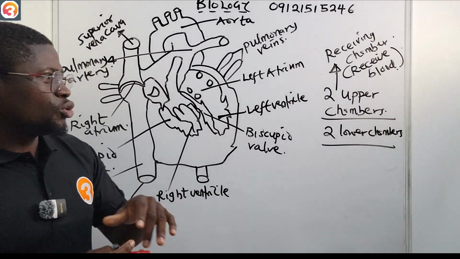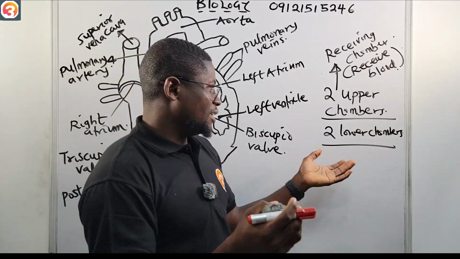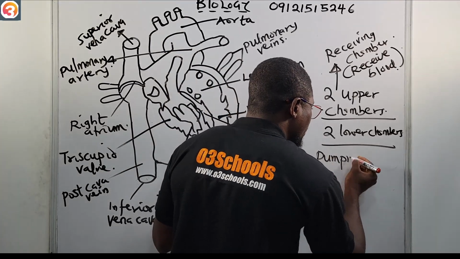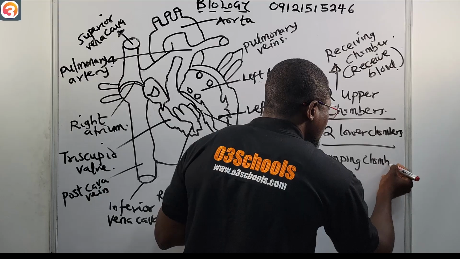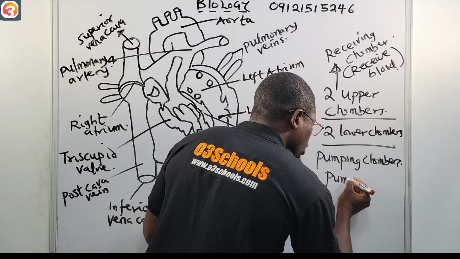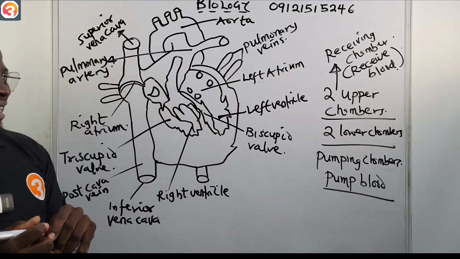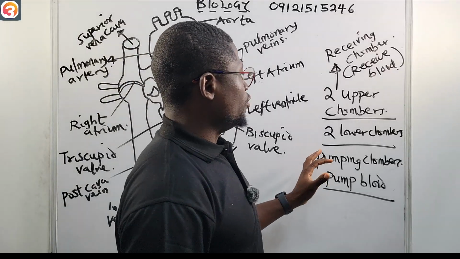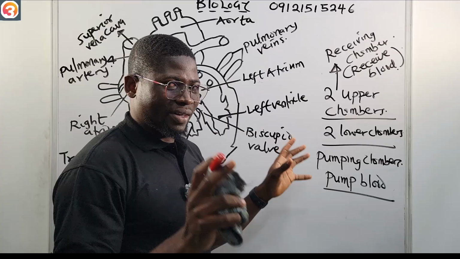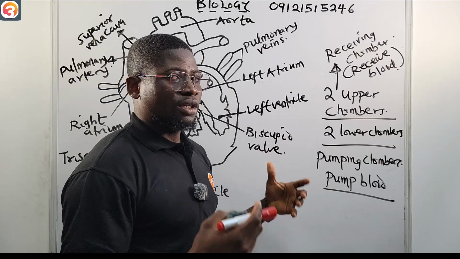In the human heart, there are 2 upper chambers that receive blood, and then 2 lower chambers that are called the pumping chambers. These pumping chambers pump blood. From the word pumping, they pump blood. So we have 2 upper chambers that receive blood, and 2 lower chambers that pump blood. Please take note of that.